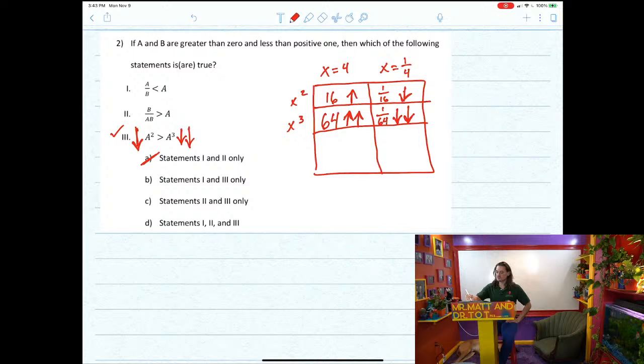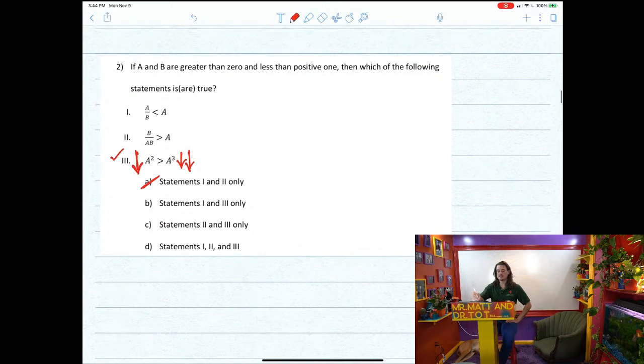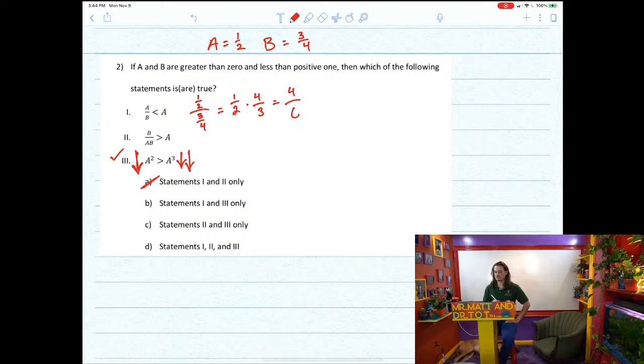For the other statements, it might be helpful to plug in some numbers because it is a little bit relative. So let's identify our domain to be in between 0 and 1. Let's pick a to be 1/2 and b to be 3/4. So a over b is 1/2 divided by 3/4. That's equal to 1/2 times 4/3, which is 4/6, the same thing as 2/3.